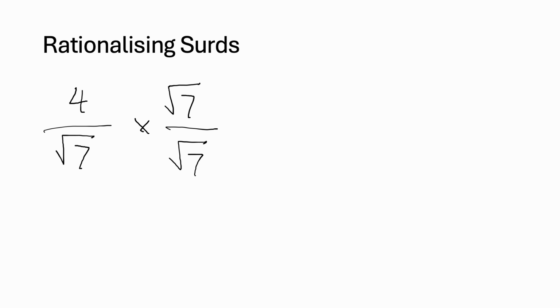So for instance, let's say we have 4 over root 7. If we want to rationalise this surd, we essentially have to times root 7 by itself. So root 7 times root 7 is 7, and then 4 times root 7 is 4 root 7. So that is it rationalised.